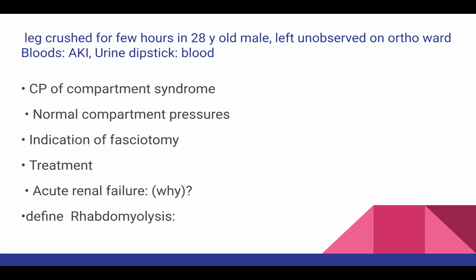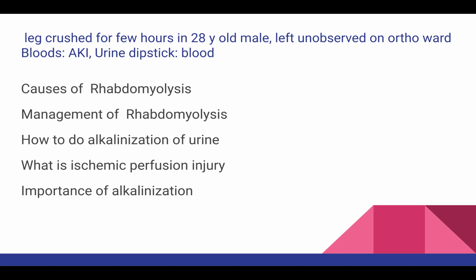Then the release of myoglobin into the blood after the death of the muscle is rhabdomyolysis, and you have to know the causes, which are very important. They include blunt trauma, massive burns, hypothermia, ischemic reperfusion injury, and strenuous or prolonged exercise.